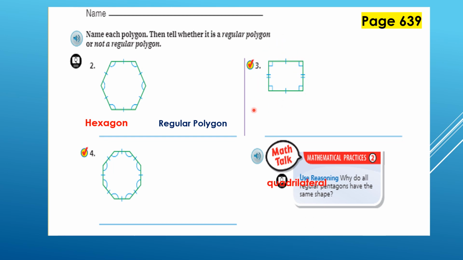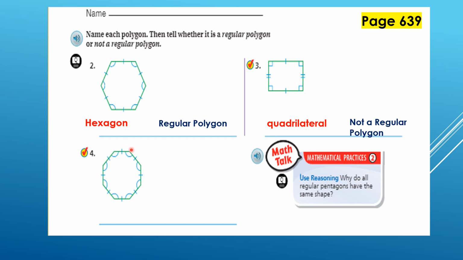So, this is a quadrilateral. Perfect, because it has 4 sides. This is a quadrilateral. And is it a regular polygon? No, it's not a regular polygon. I know that the angles are congruent, but the sides are not congruent. Very good. Let's do number 4.